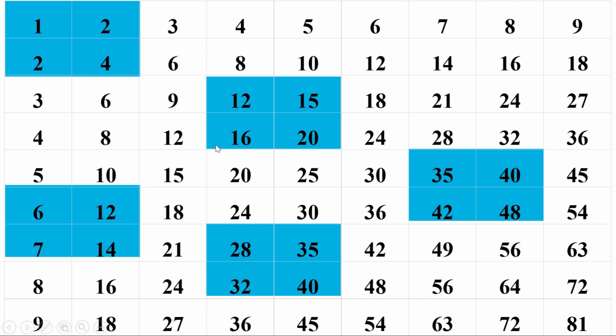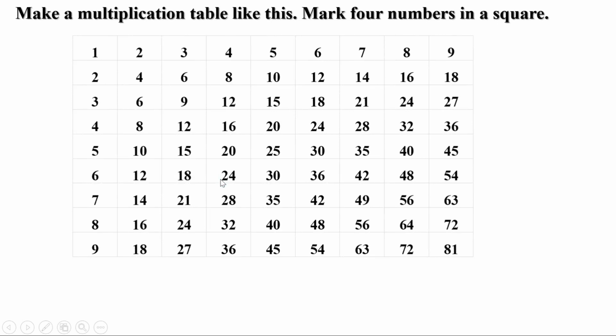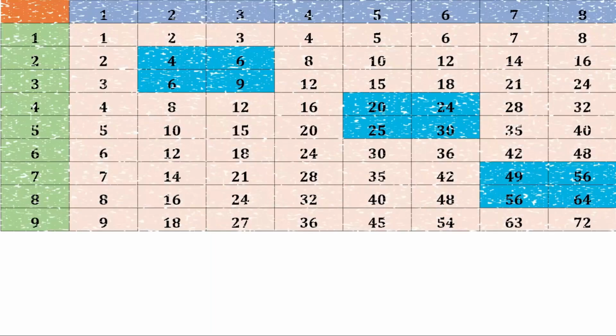Is the difference of the diagonal sums always 1? Let us check. Make a multiplication table like this. Mark 4 numbers in a square. Find the diagonal sums. Find the difference. Is it always the same? Why? Let us consider the multiplication table.